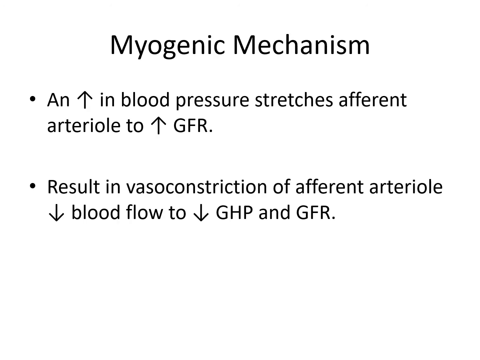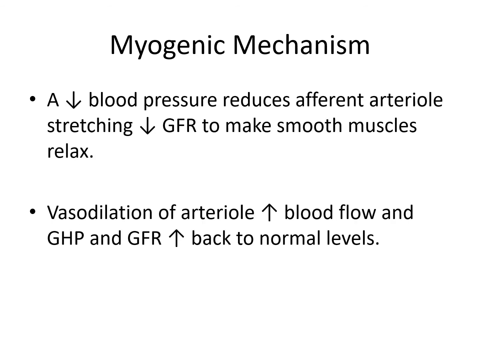Okay, so what happens is an increase in blood pressure stretches the afferent arteriole, which would increase the glomerular filtration rate. In response, it results in vasoconstriction of the afferent arteriole to decrease blood flow, to decrease glomerular hydrostatic pressure and glomerular filtration rate. So it's like an automatic kind of resetting of the mechanism to maintain the GFR at a homeostatic level. Likewise, if there's a decrease in blood pressure, which reduces the afferent arteriole stretching, there's a decrease in GFR, making smooth muscles relax. Vasodilation of the arteriole increases blood flow, and GHP and GFR increase back to normal levels.